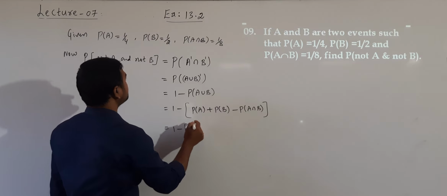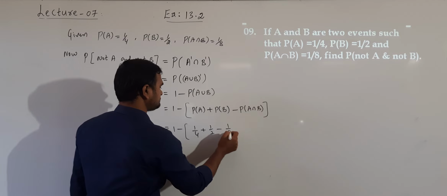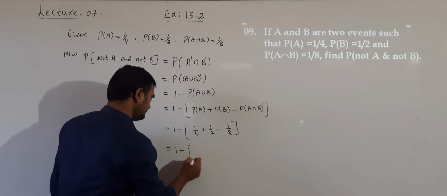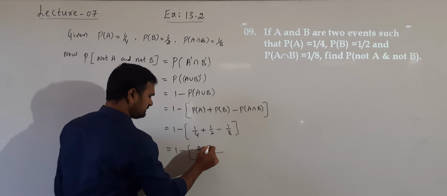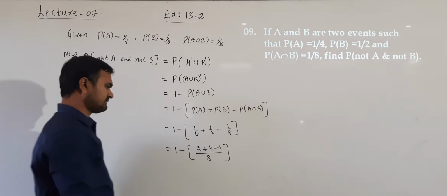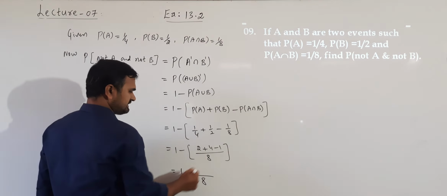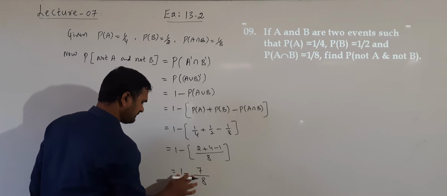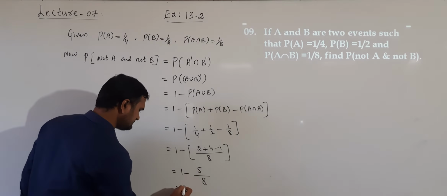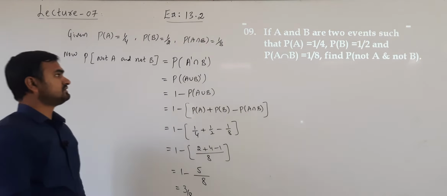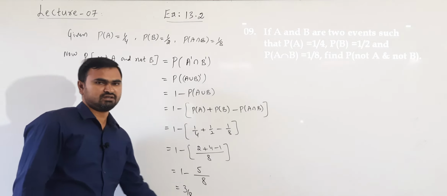1 minus P of A is 1 by 4 plus 1 by 2 minus 1 by 8. Take LCM. So it is 2 plus 4 minus 1, right? 1 minus 6 minus 1, sorry, 6 minus 1 is 5 by 8. So 1 minus 5 by 8 is 3 by 8. So the required probability of not A and not B is 3 by 8.